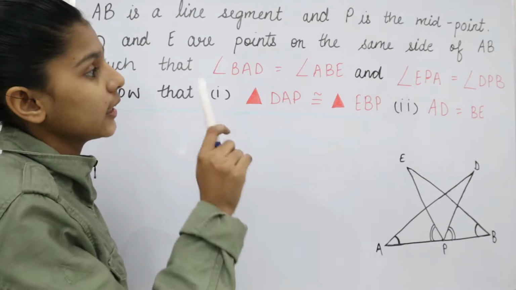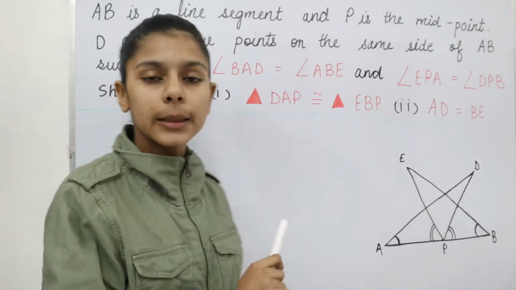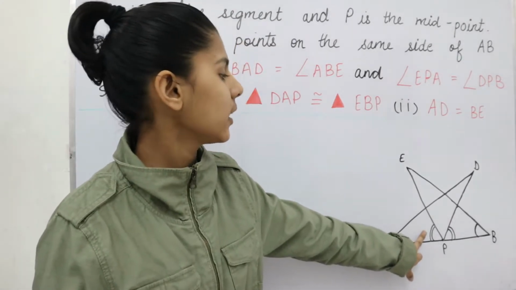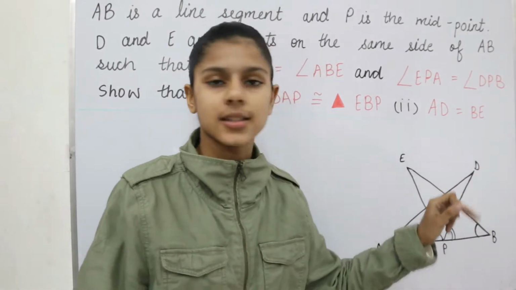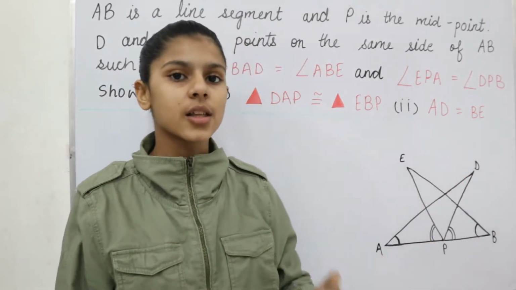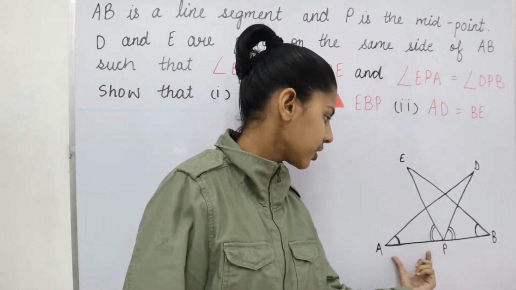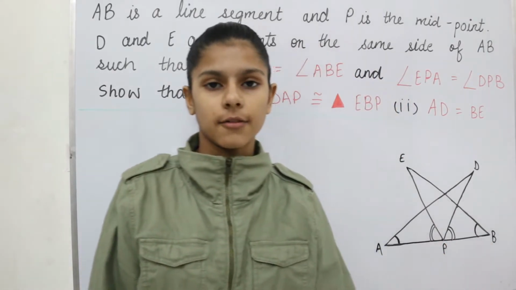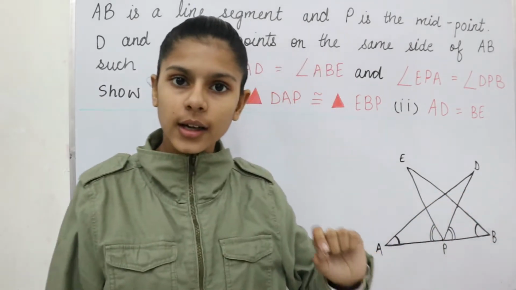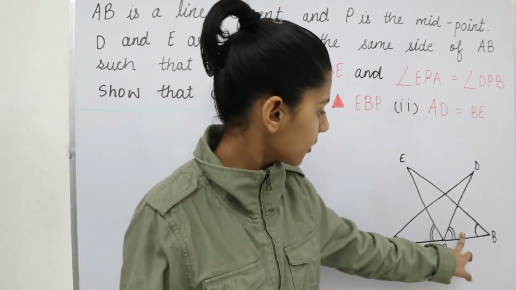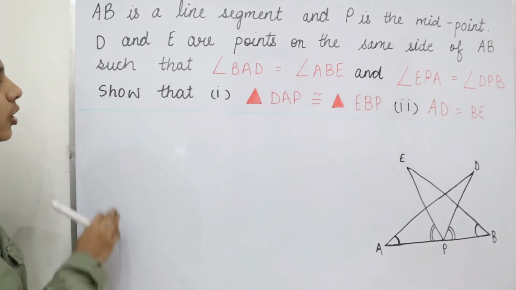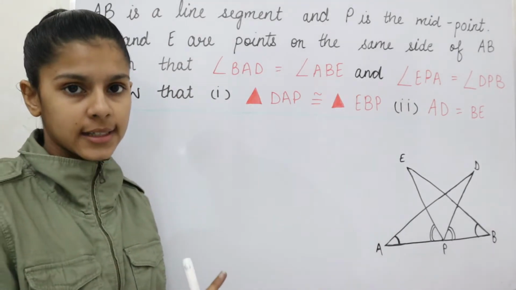Then angle EPA is equal to angle DPB. Angle EPA, this angle, is equal to angle DPB, this angle. They are saying that P is the midpoint, which means that this distance and this distance will be the same. And then they are saying that this angle and this angle are equal. So we have two parts in this question.